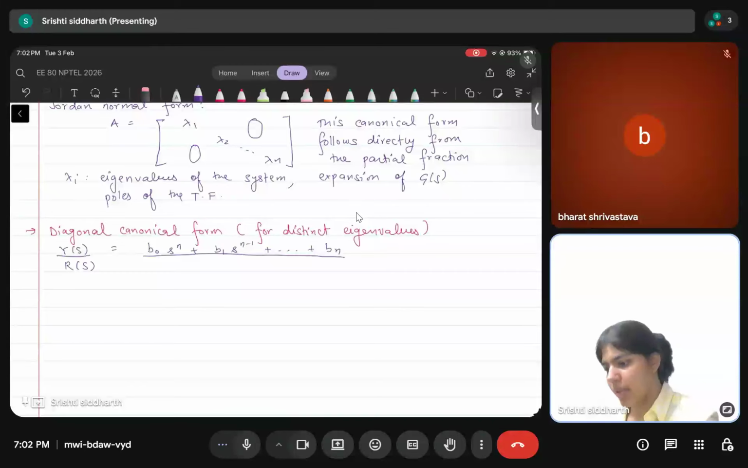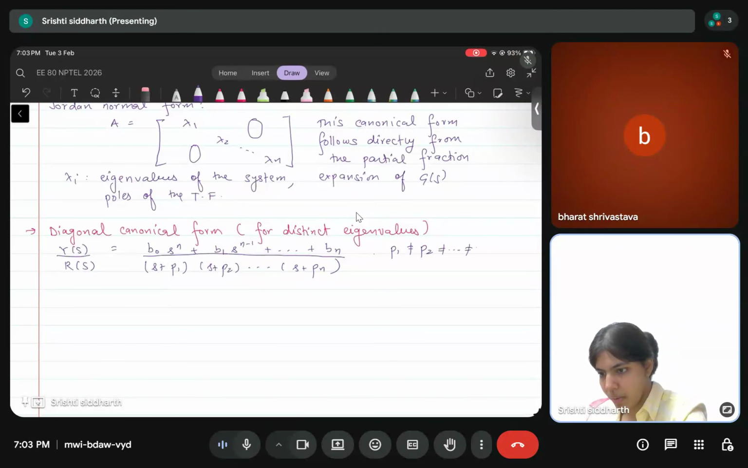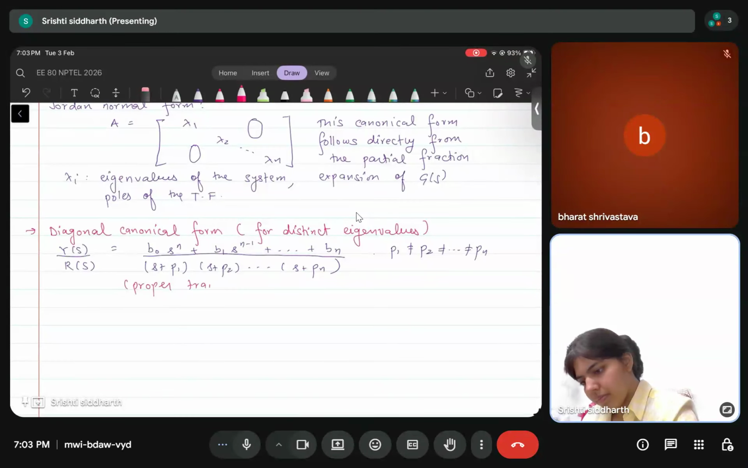And then we have the simplified version of the denominator, (s plus p1), (s plus p2), up to (s plus pn). So we are talking about distinct eigenvalues, so p1 is not equal to pn. And this will be a proper transfer function if b0 equals 0.